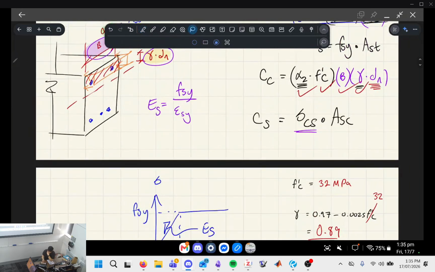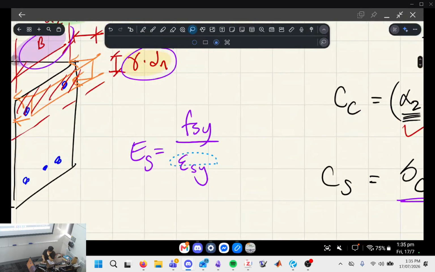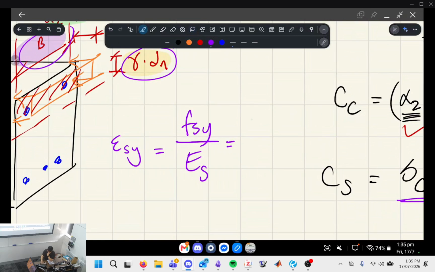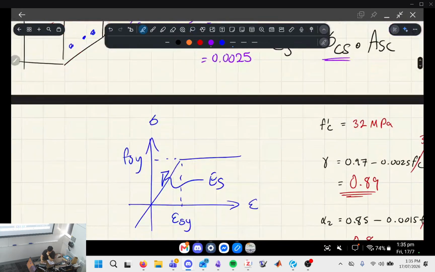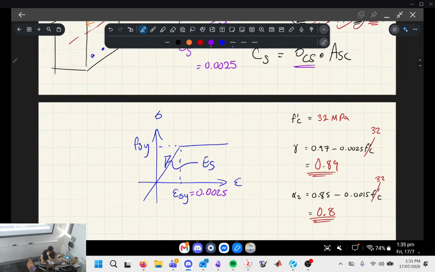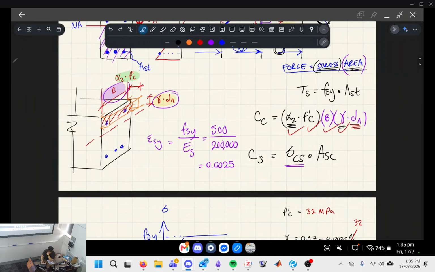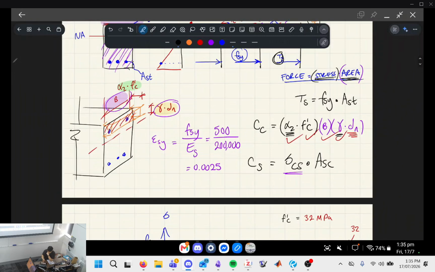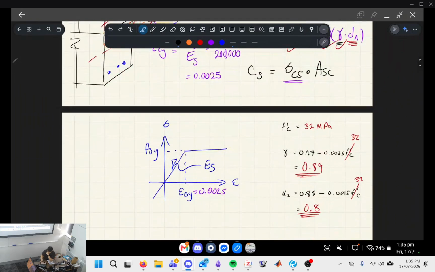So if we wanted to solve for epsilon SY, you would multiply epsilon SY onto the left-hand side and then divide by ES. This is actually not too bad to do, because what you do is 500 MPa over 200,000. So it gives you 0.0025. So this is actually a known point, 0.0025, assuming that's your steel yield strength. Yeah, that's epsilon SY.